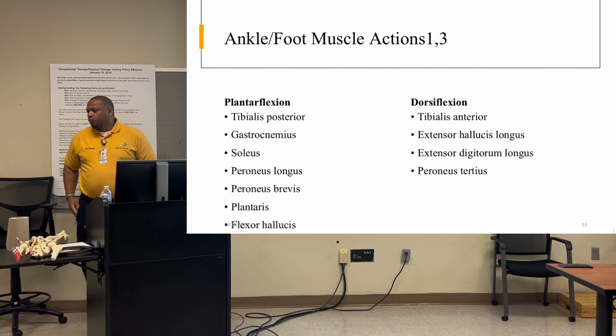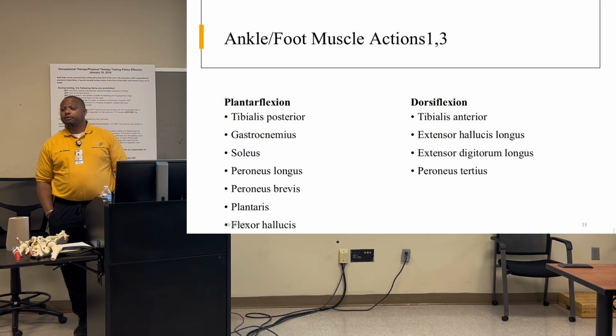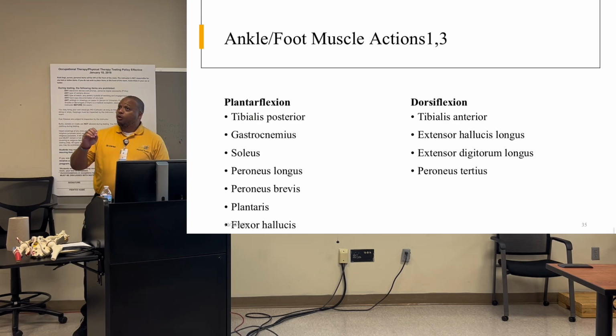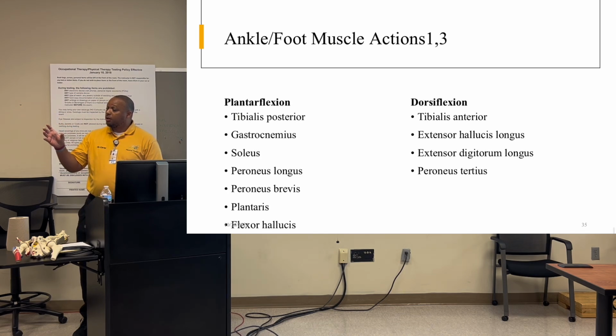Which one do you think is a more powerful inverter? It's posterior, but you want to know why it's posterior. You know why it's posterior? 4/5 of the muscle fibers for inversion come from the posterior tibialis muscle, and 1/5 of the muscle fibers for inversion come from anterior tibialis muscle.